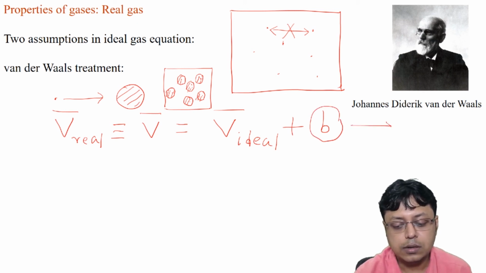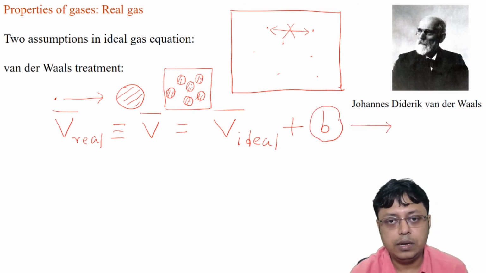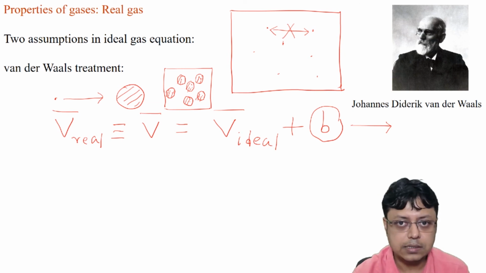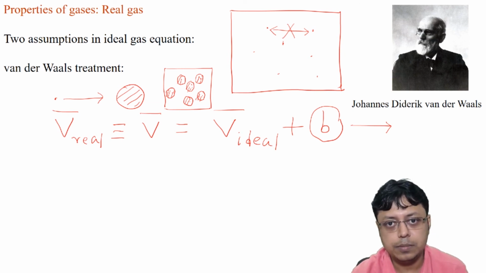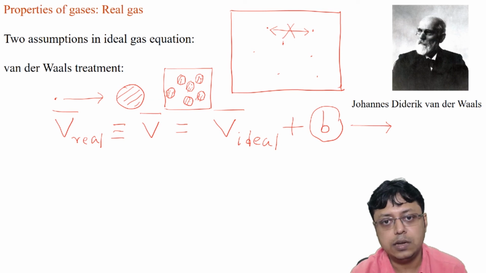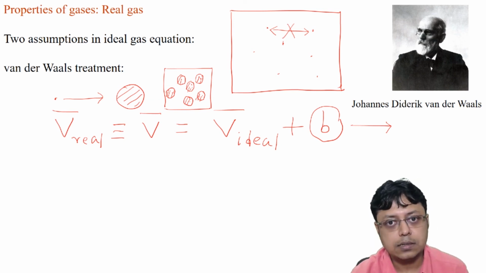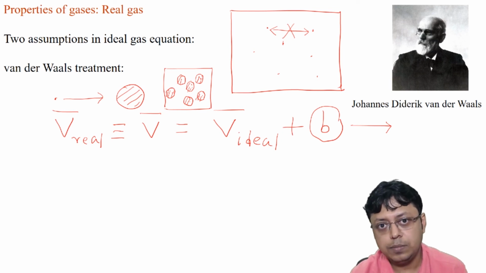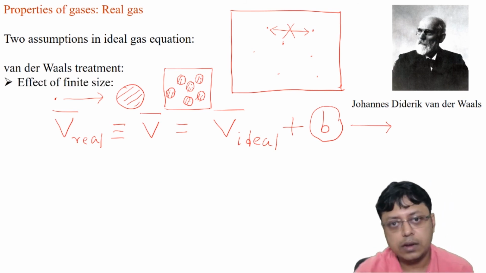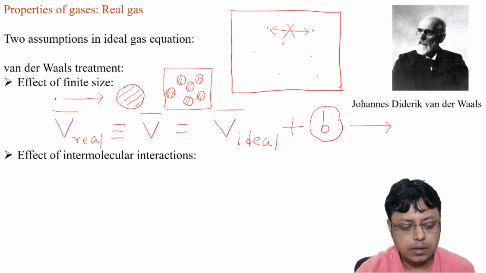Now of course this constant will be different for different gases. For example, methane will have some value of B which is different from the B for carbon dioxide. For n moles of gas, the increase in the volume will be simply n multiplied by B. So this was the effect of the finite size.